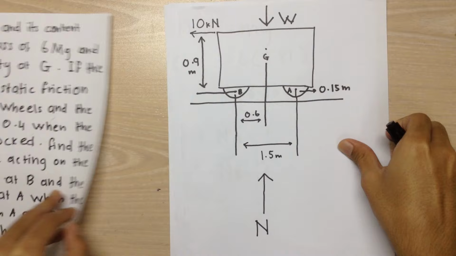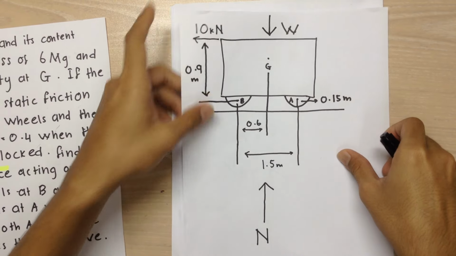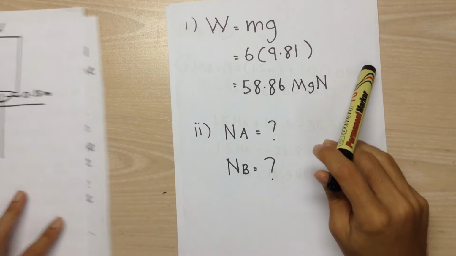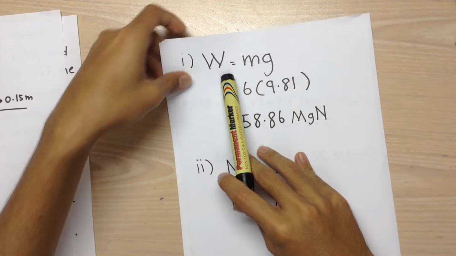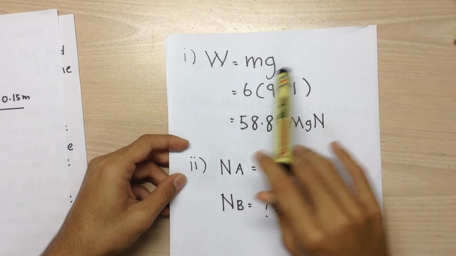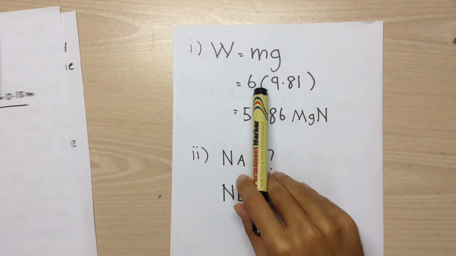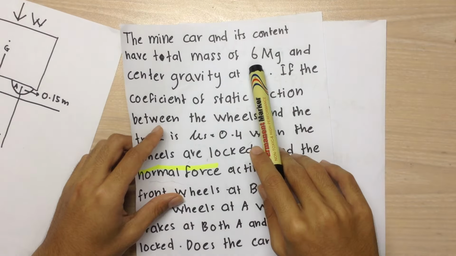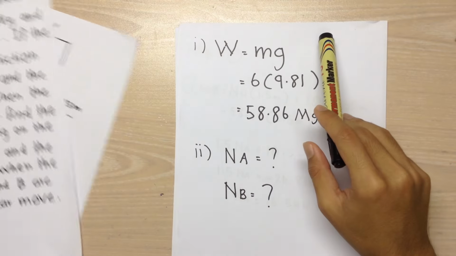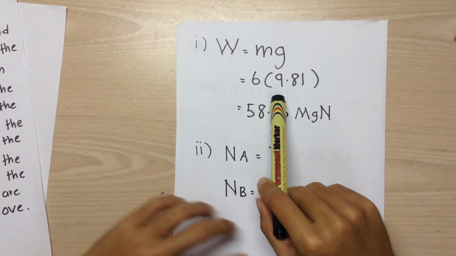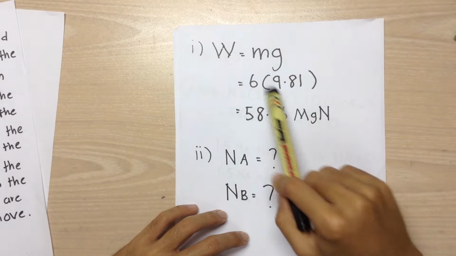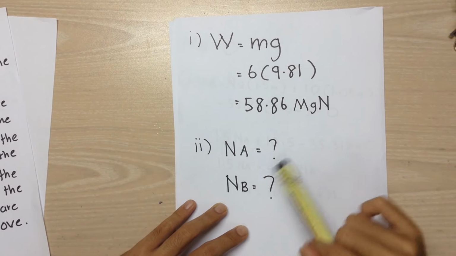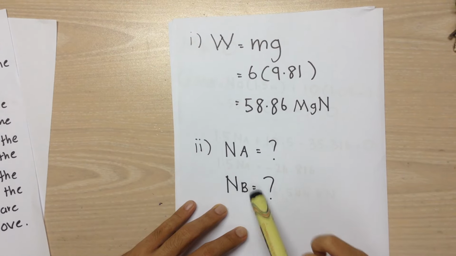First step to find the normal force acting at the rear B and rear A, we must find the weight first. The weight equals mg, and the mass as given in the question is 6 Mg. So we put the mass 6 times 9.81, which is gravity, equal to 58.86. And then we must solve the normal force at A and normal force at B.